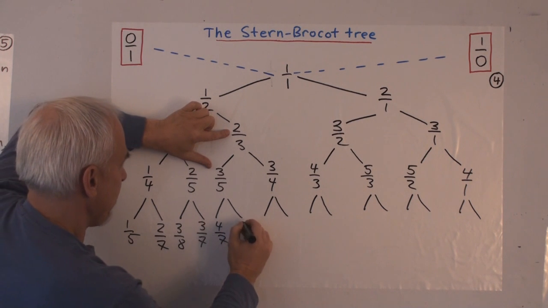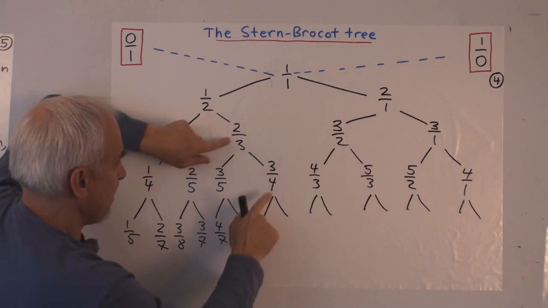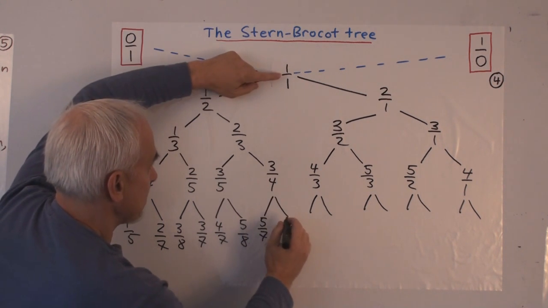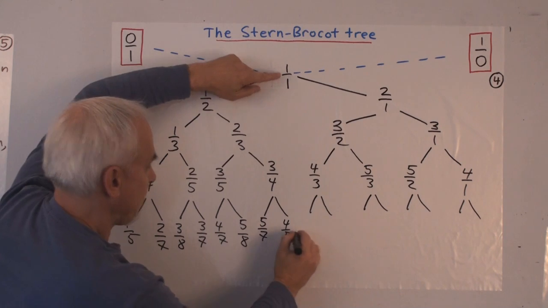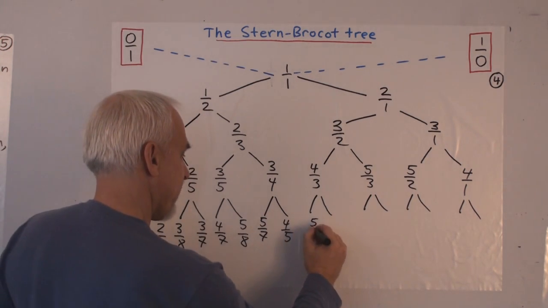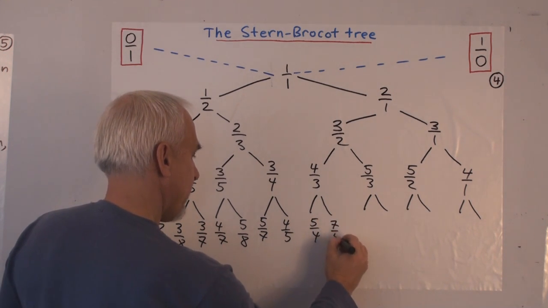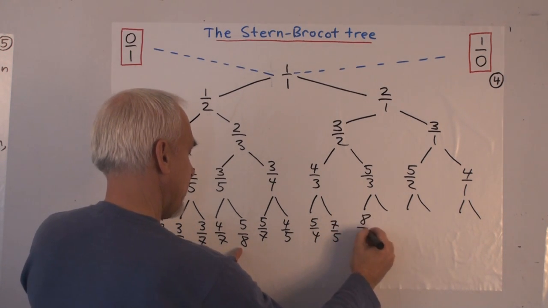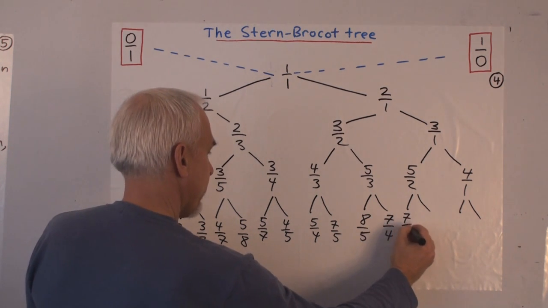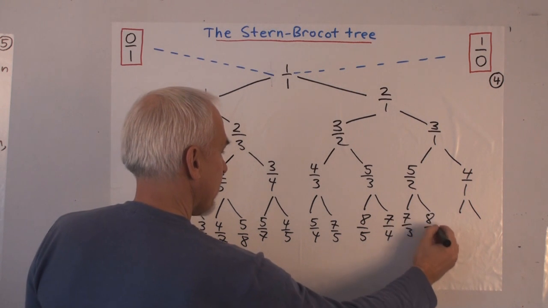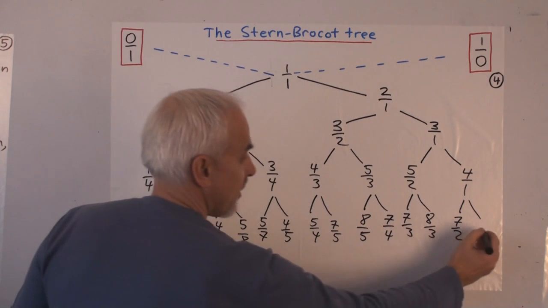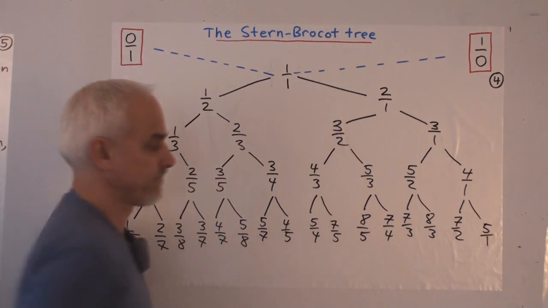Median here is 5/8. Median here is 5/7. The median here is 4/5. And here we should get the reciprocals. So 5/4, 7/5, 8/5, 7/4, 7/3, 8/3, 7/2, and 5 over 1.